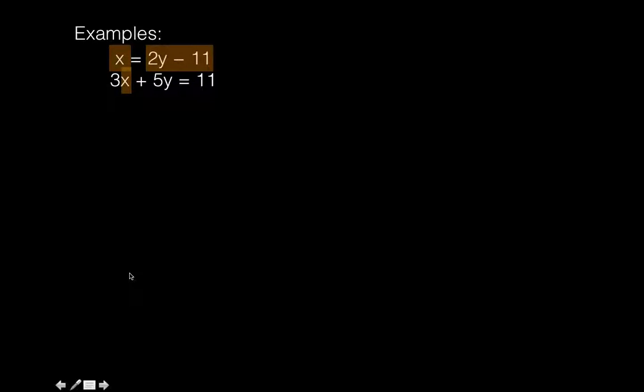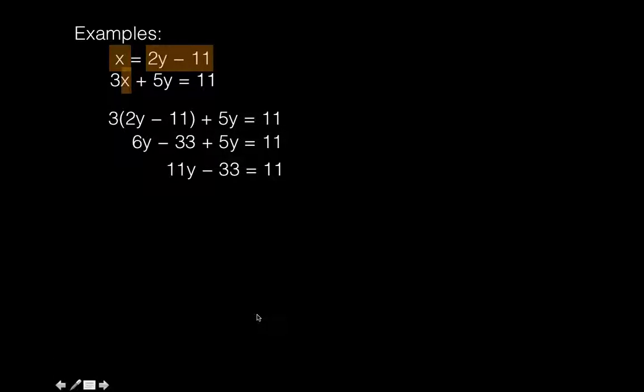Using parentheses, we use 3 parentheses 2y minus 11 and then continue on. Plus 5y equals 11. You then distribute the 3, getting 6y minus 33 plus 5y equals 11. You then put your like terms together, getting 11y minus 33. You then move your 33 by adding it, getting 44. You then divide by 11, getting the answer of y equals 4.